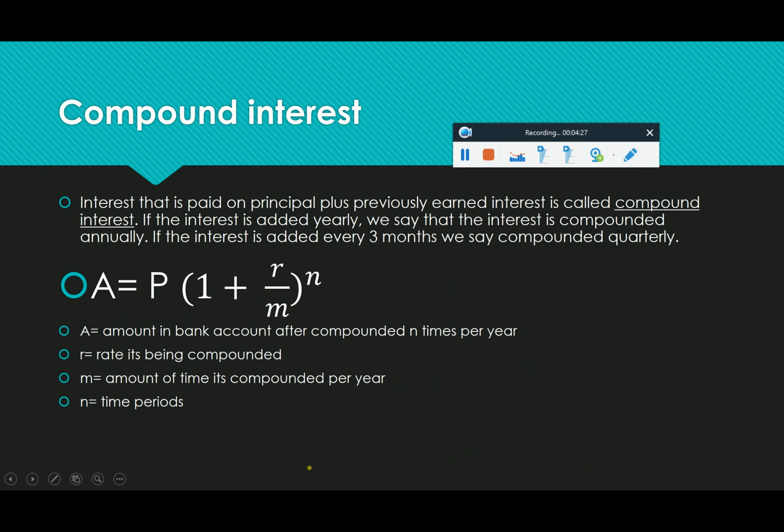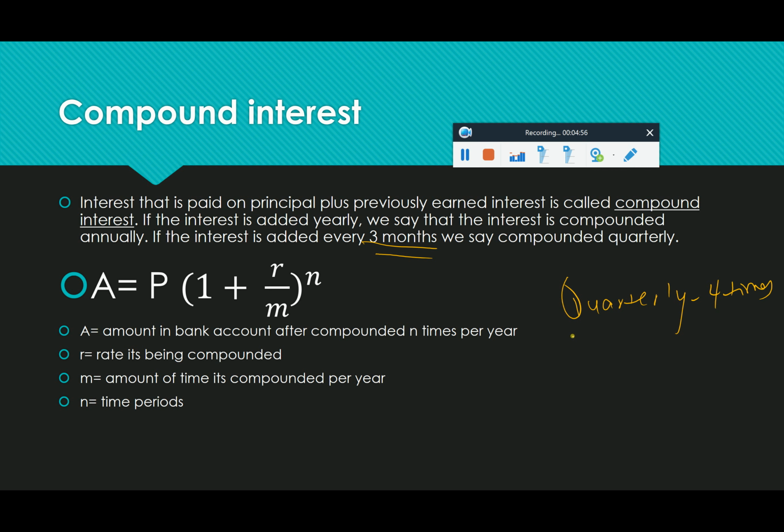So compound interest is the last formula for this section. Interest that is paid on principal plus previously earned interest is called compound interest. If the interest is added yearly, we say that the interest is compounded annually. Okay. So if it says compounded quarterly, that would mean every 3 months. So quarterly would be 4 times a year. We said annually was once, right?